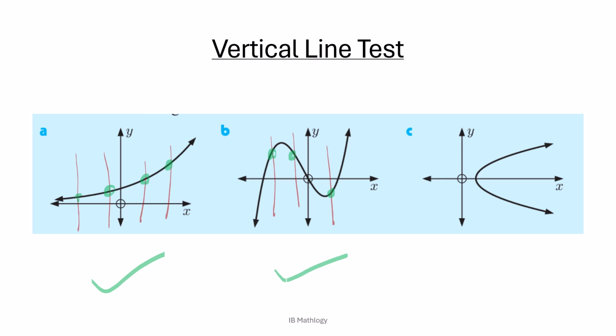This is also a function. Now let's move to the last one. If I draw vertical lines like these, you can draw as many lines as you want. And if you see, these vertical lines cut the graph at two different points. It states that for this single value of x, we are getting two values of y. So for one input, you are getting two outputs. Same for this and for this. It means it is not a function.